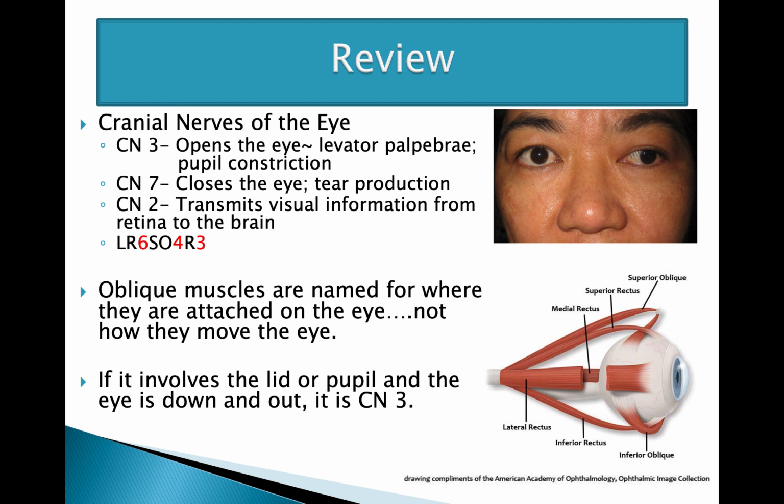And the last thing is, if it involves the lid or the pupil and the eye is down and out, it's cranial nerve 3. So if you ever read any kind of clinical scenario question and it says anything about the pupil, the lid drooping, or the eye turning down and out, cranial nerve 3.